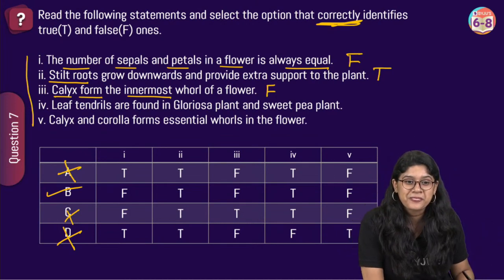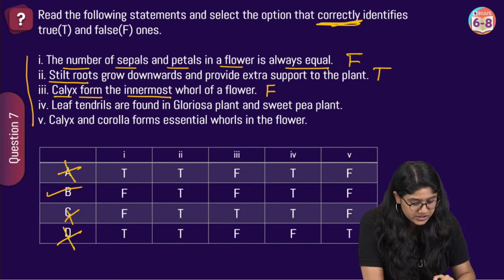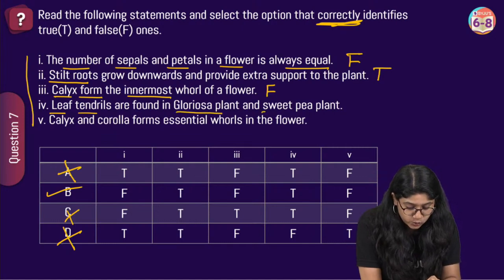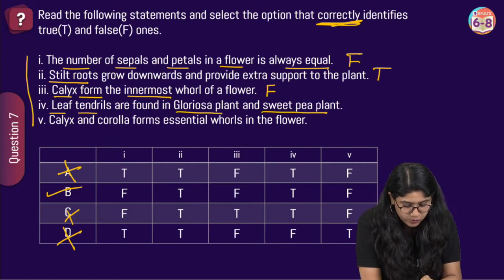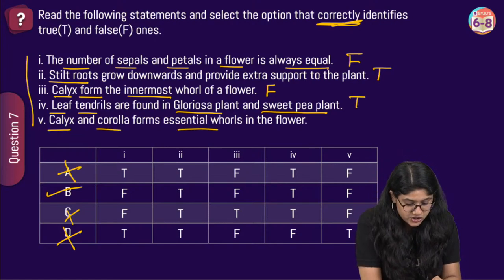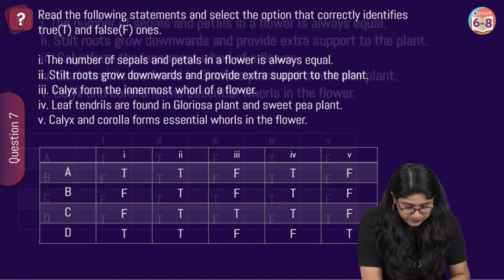So what we have to do over here, we have to match and then see where they are matching. Leaf tendrils are found in the Gloriosa plant and sweet pea plant, which is definitely true over here. And calyx and corolla are essential, they form the essential whorl, which is false. So let's see the answer.